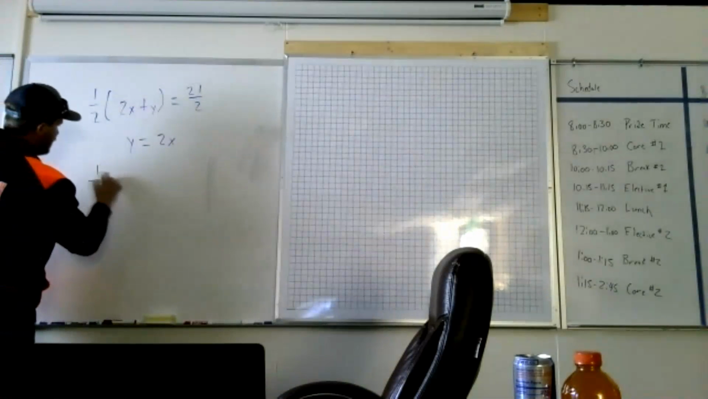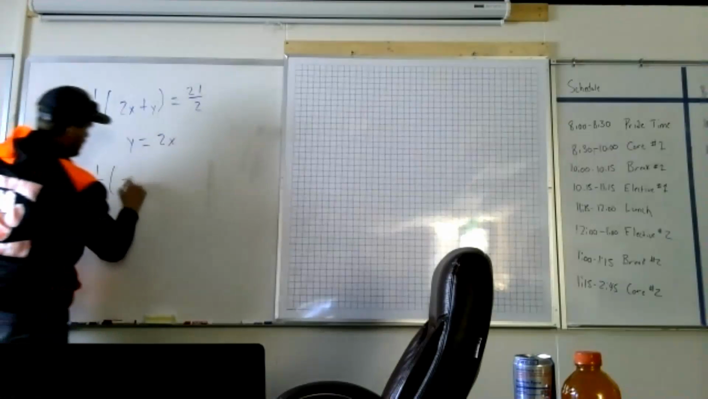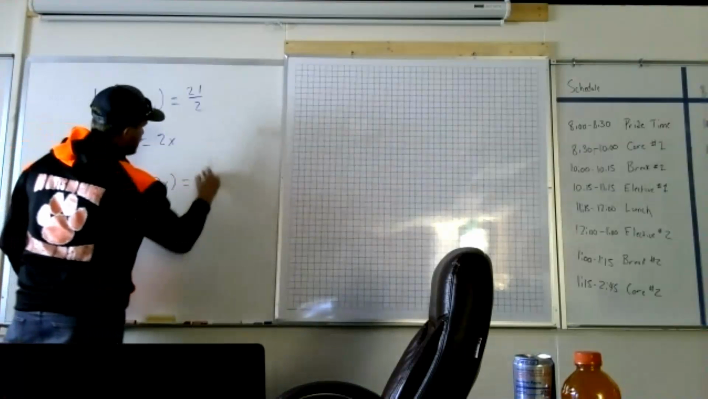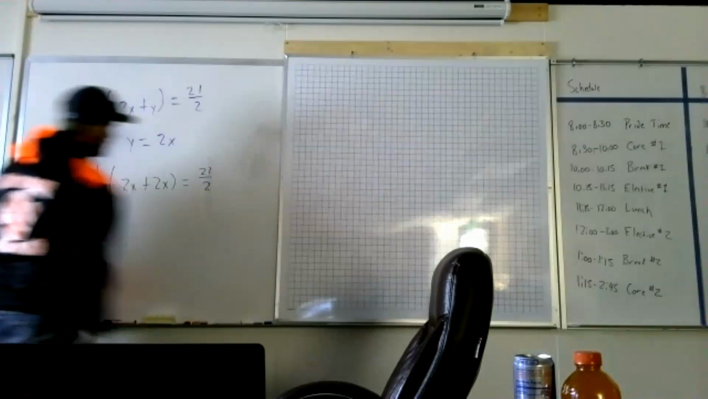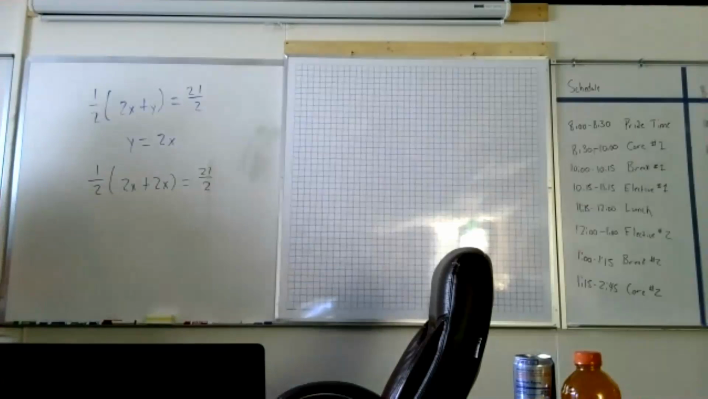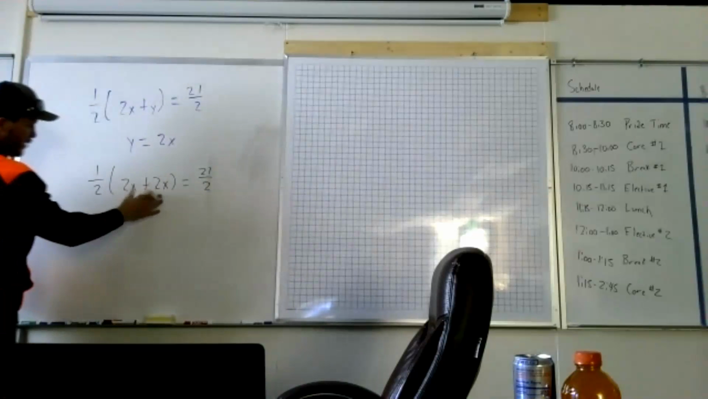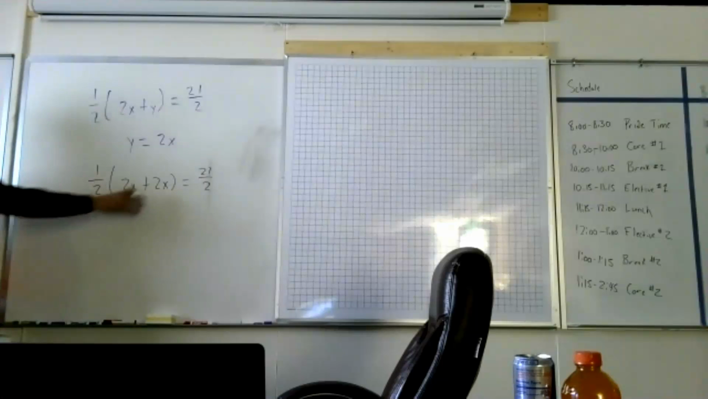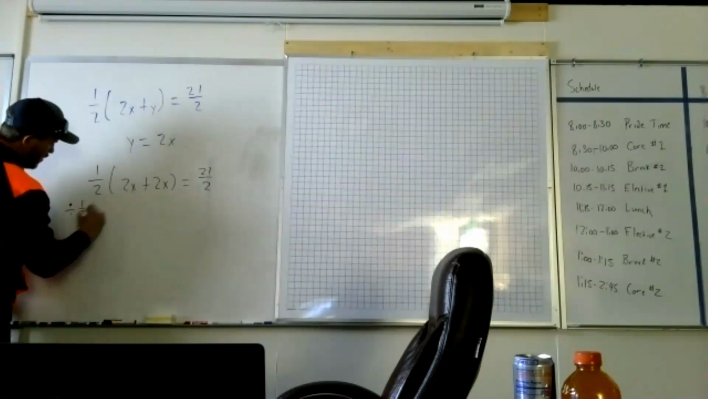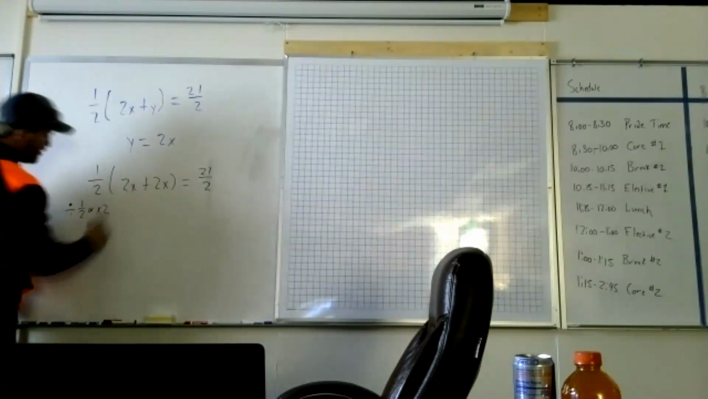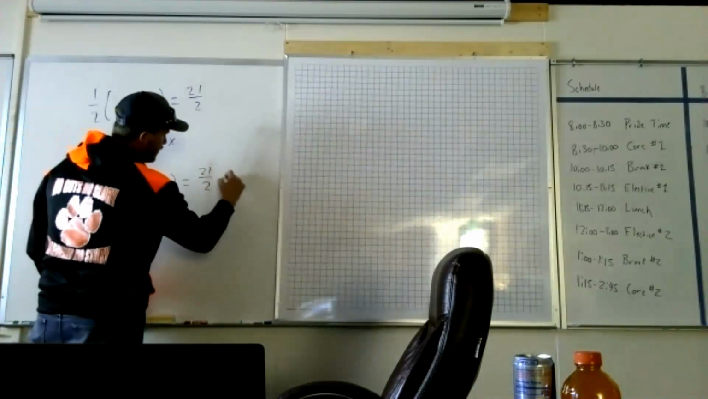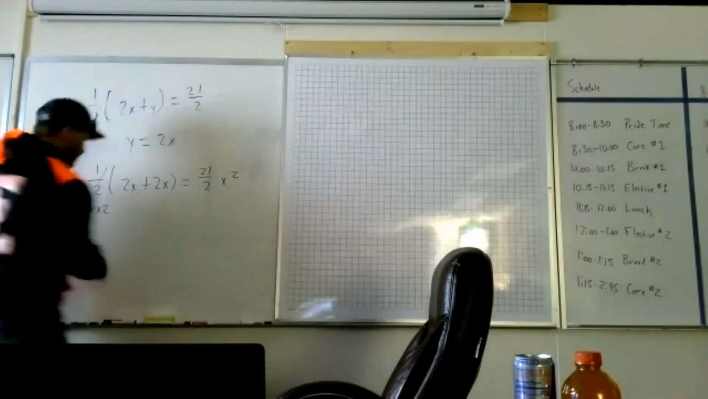So we have 1/2 times (2x plus 2x) is equal to 21/2. Okay, now I'm going to begin to solve it. First thing that I want to do is I want to get rid of this 1/2. That way I'm just left with 2x plus 2x on this side. So since it's 1/2 times this whole quantity, I can divide by 1/2, or that's the same as multiplying by 2. Okay, so that'll cancel out. 21/2 times 2 is going to be just down to 21.